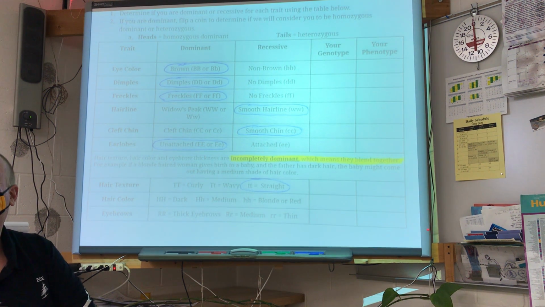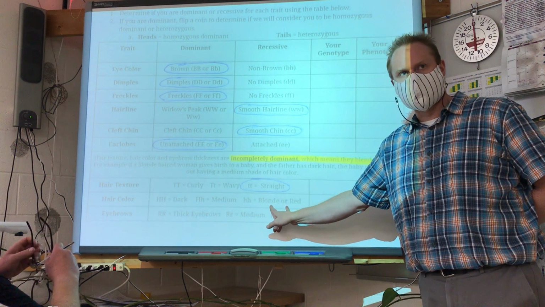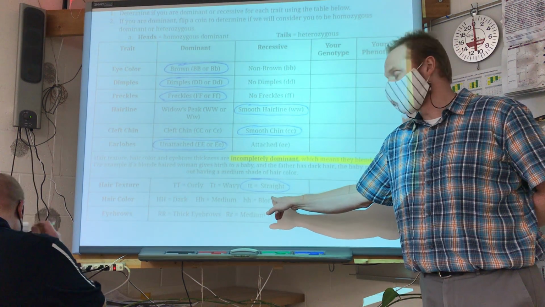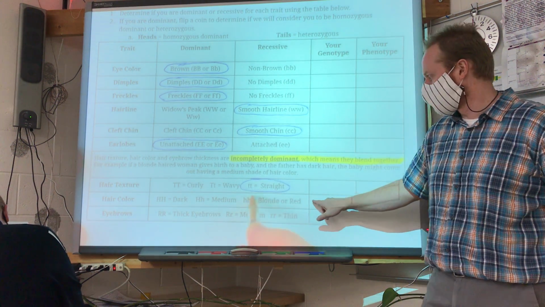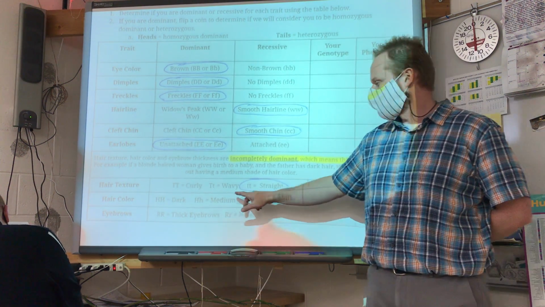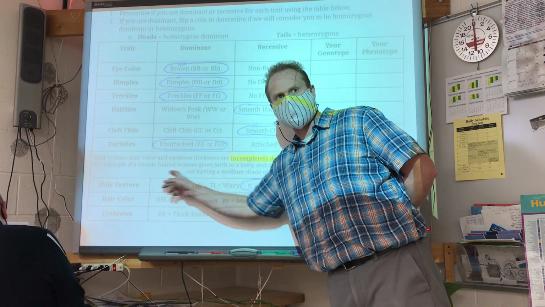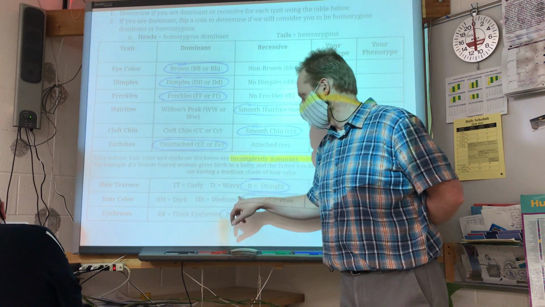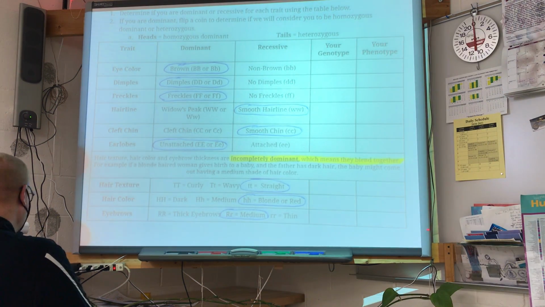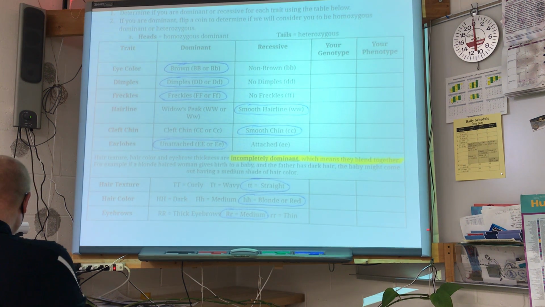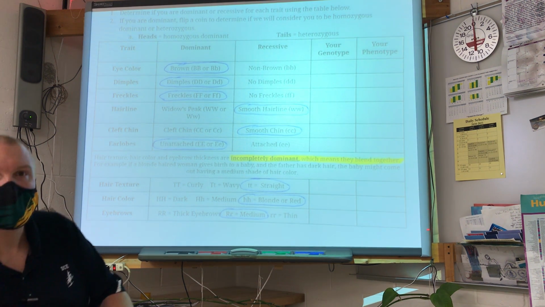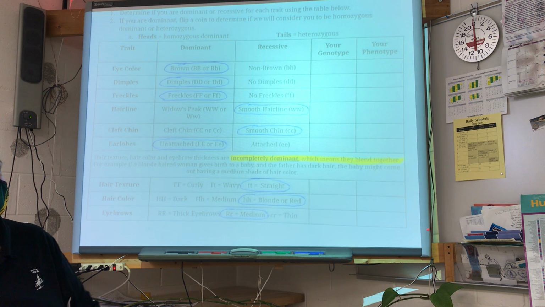Natural color. So blonde and red are not medium, so this would be light colored hair. The extreme would be dark black, dark brown, or are you somewhere in between? And then you make a judgment call on how thick your eyebrows are, naturally. Are they thick? Are they thin? Or are they kind of in between?